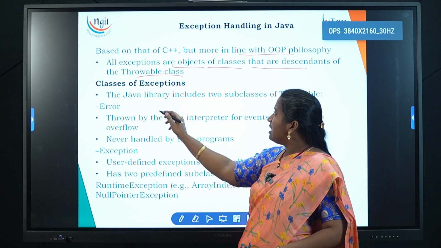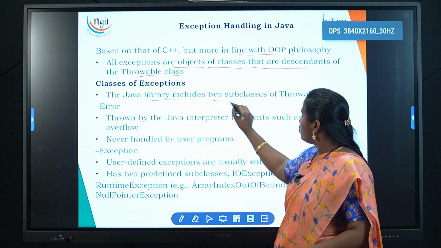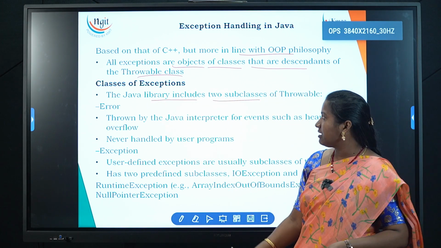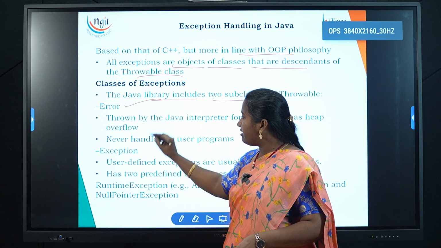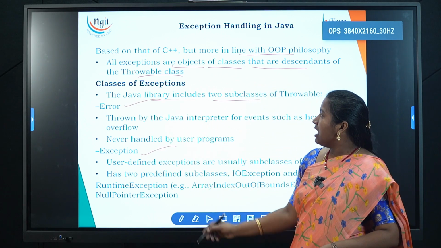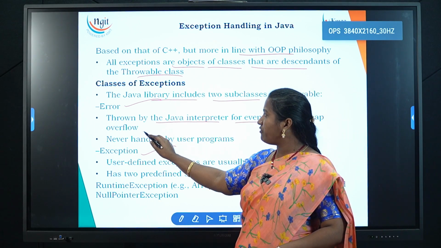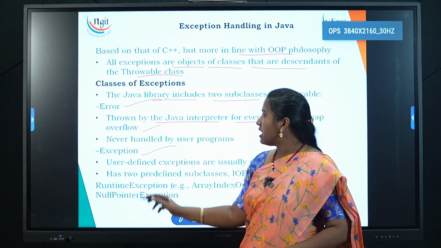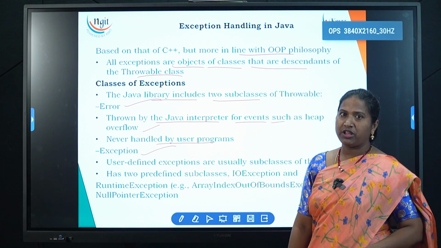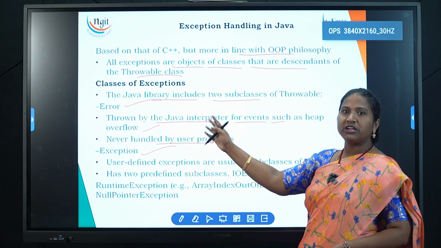Classes of exception. The Java library includes two subclasses of Throwable, which are Error and Exception. Error is thrown by the Java interpreter for events such as heap overflow, and it is never handled by user programs. So these are what come under Error.